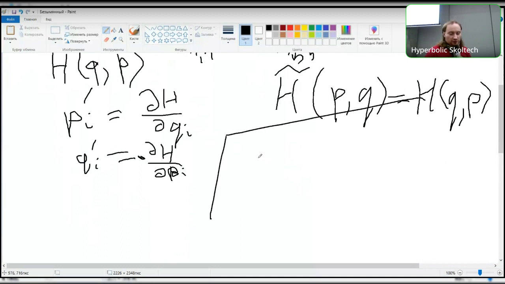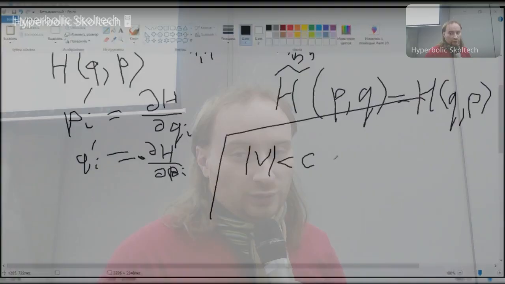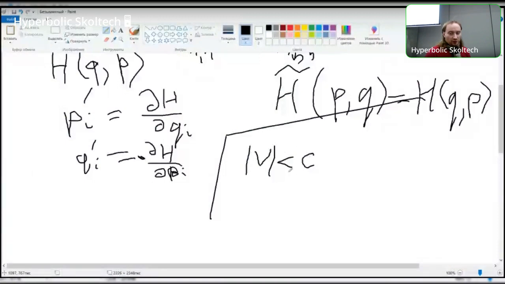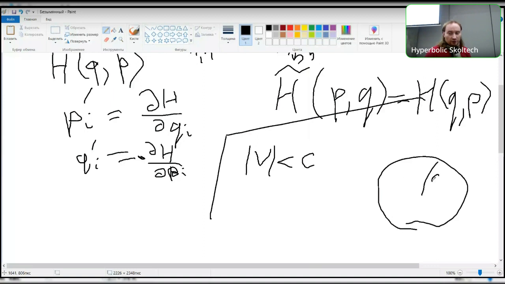And actually in relativistic physics we have such notions that velocity is lesser in absolute value than the speed of light, as was stated in special relativity theory. So these velocities form a ball of radius c.